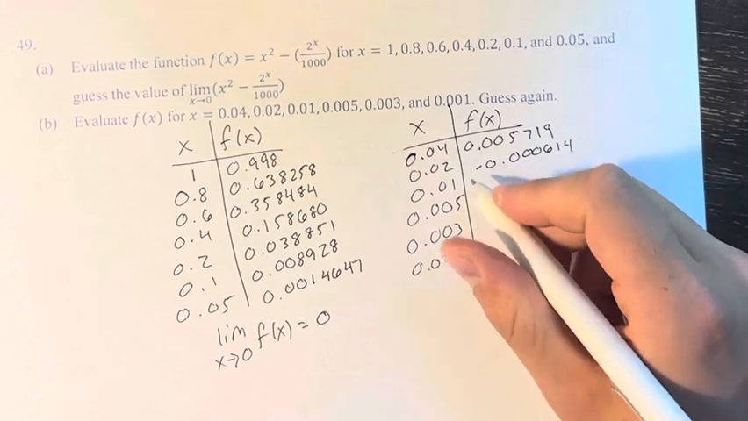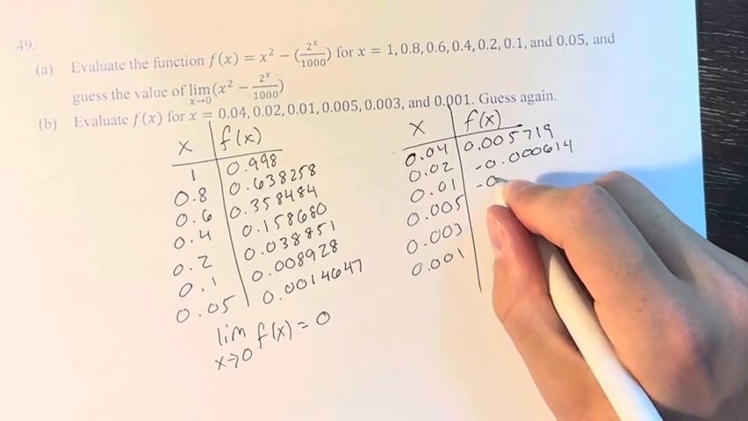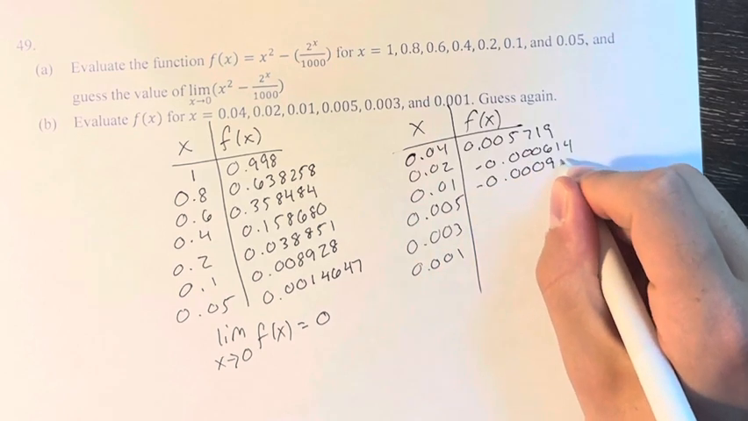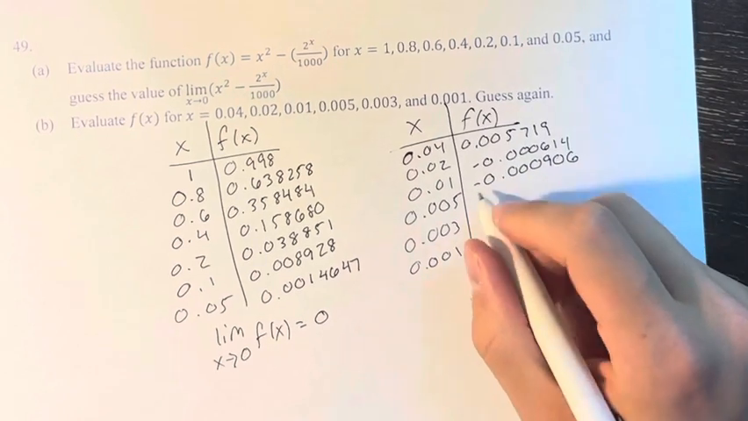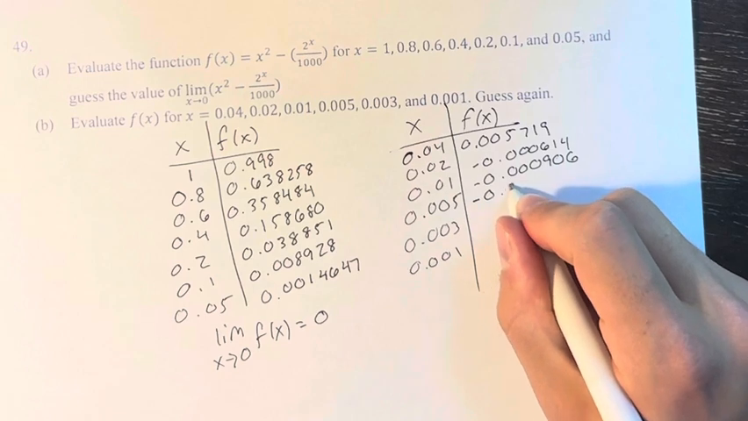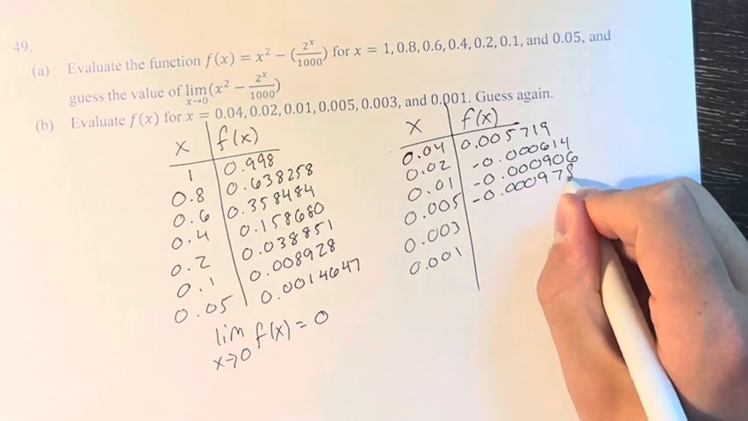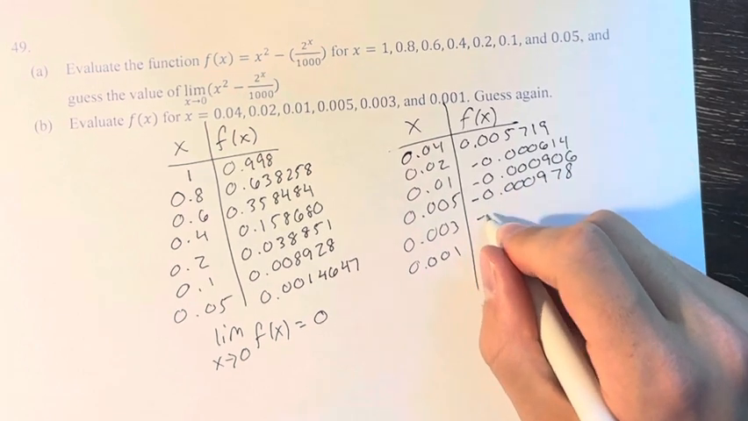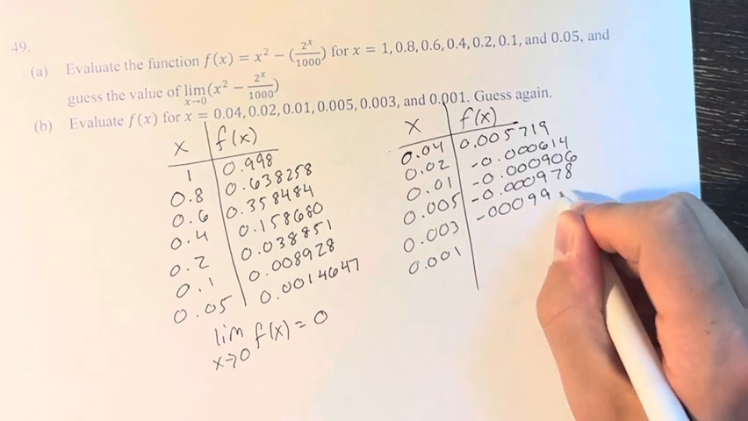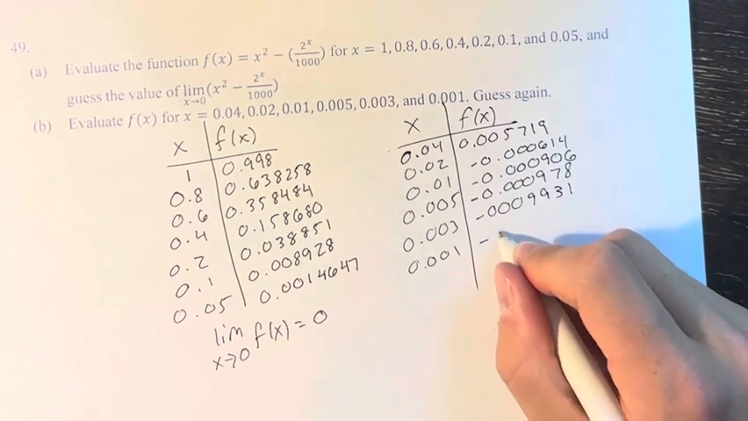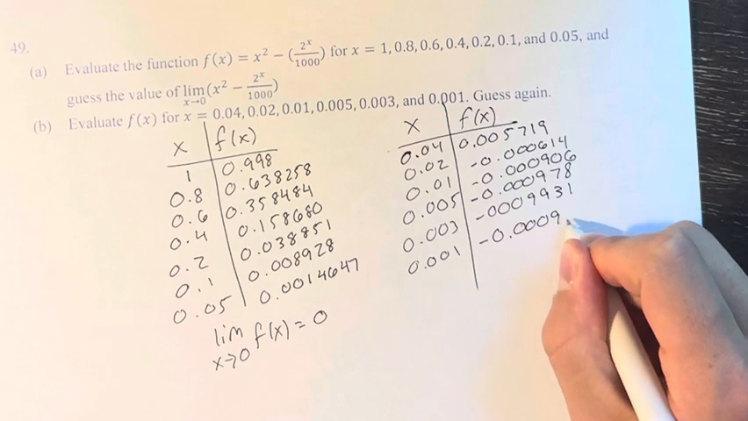0.000614, negative 0.000906, negative 0.000978, negative 0.009931, and negative 0.000999.